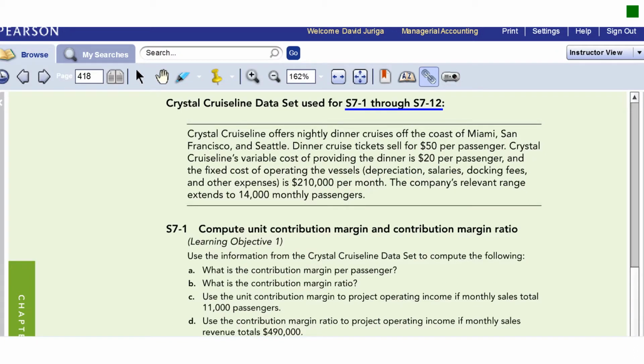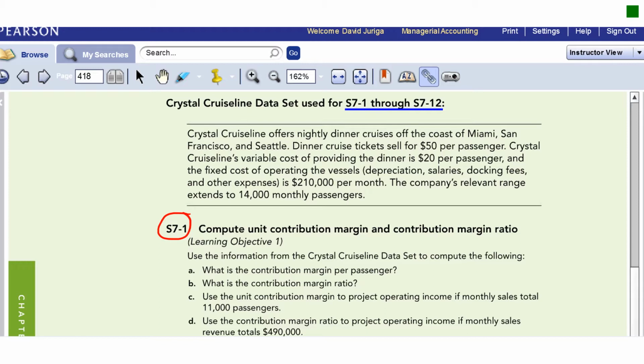Okay, so I'm going to walk you through some of your practice exercises in your textbook. This is going to be S7-1. We're going to calculate contribution margin per unit, the ratio, and then make some predictions using this contribution margin concept.